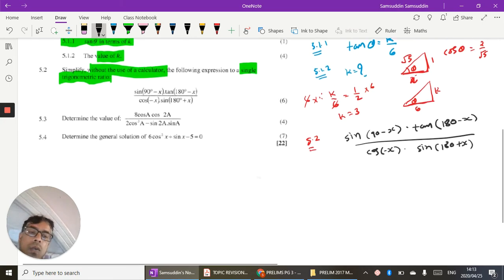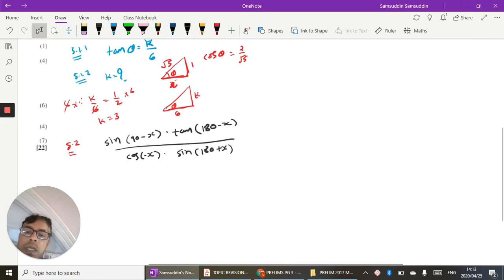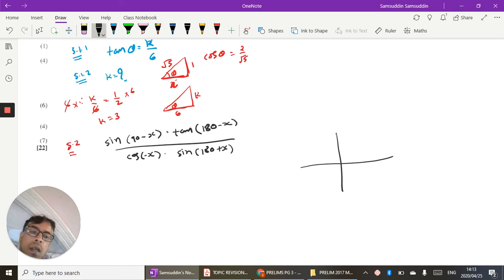So to do the reduction formula, I must have the basic knowledge of my 4 quarters. So there is all is positive. Second quarter sine is positive. Third quarter tan is positive. Fourth quarter cosine is positive. So this is 180, 360 degree, or 0 degree. It's 90 and 270.